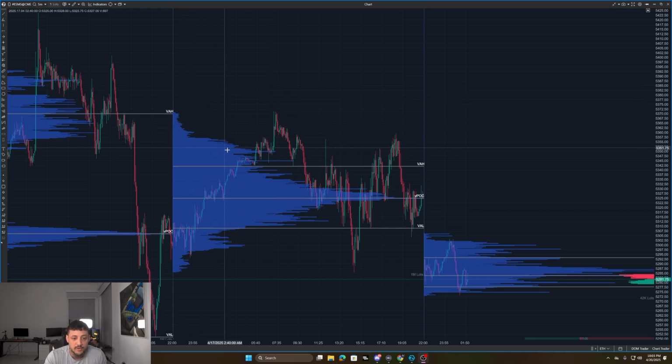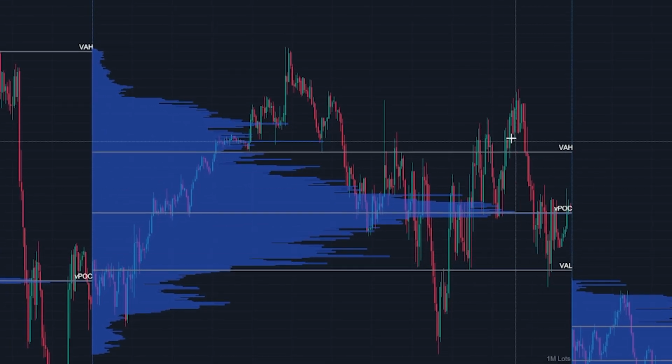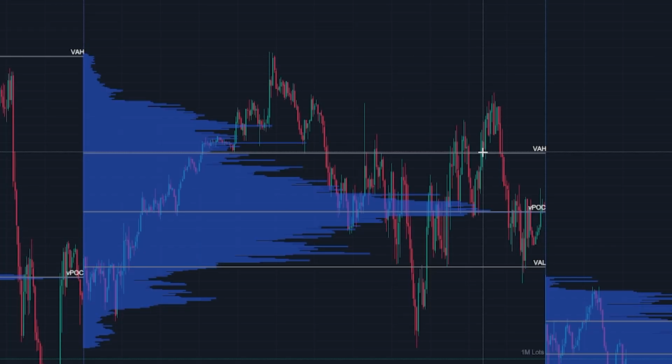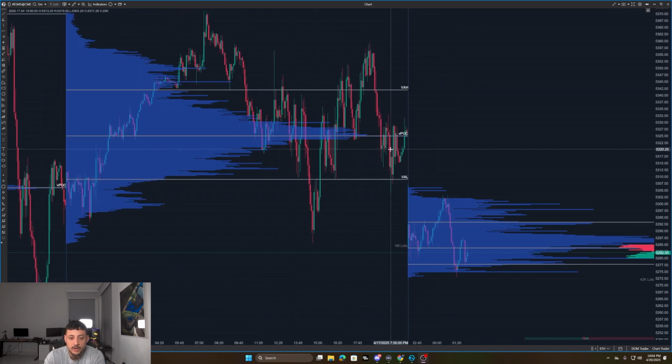Now within the volume profile itself, we also have three levels. We have the value areas, which are going to be our value area high, our value area low, and our VPOC, which is the point of control. At our value areas, this is where 70% of the day's trading volume is actually being transacted, between the value area high and the value area low. The point of control is where the most volume was actually traded on the day.